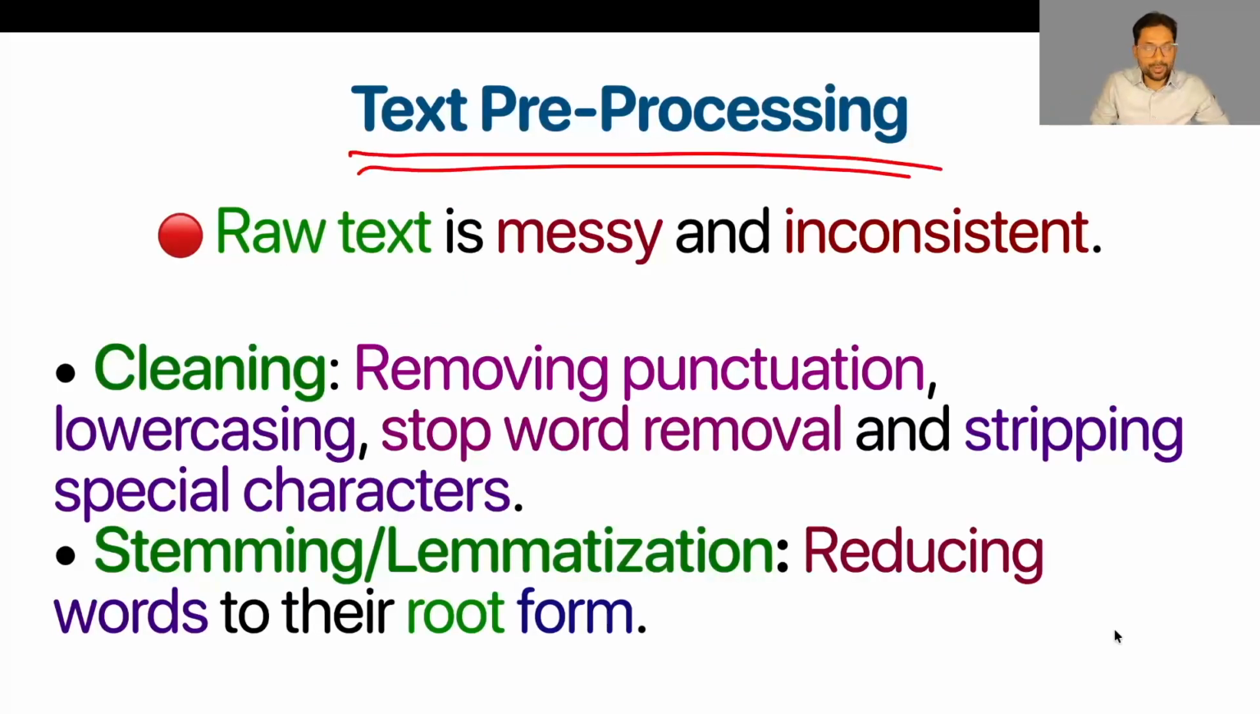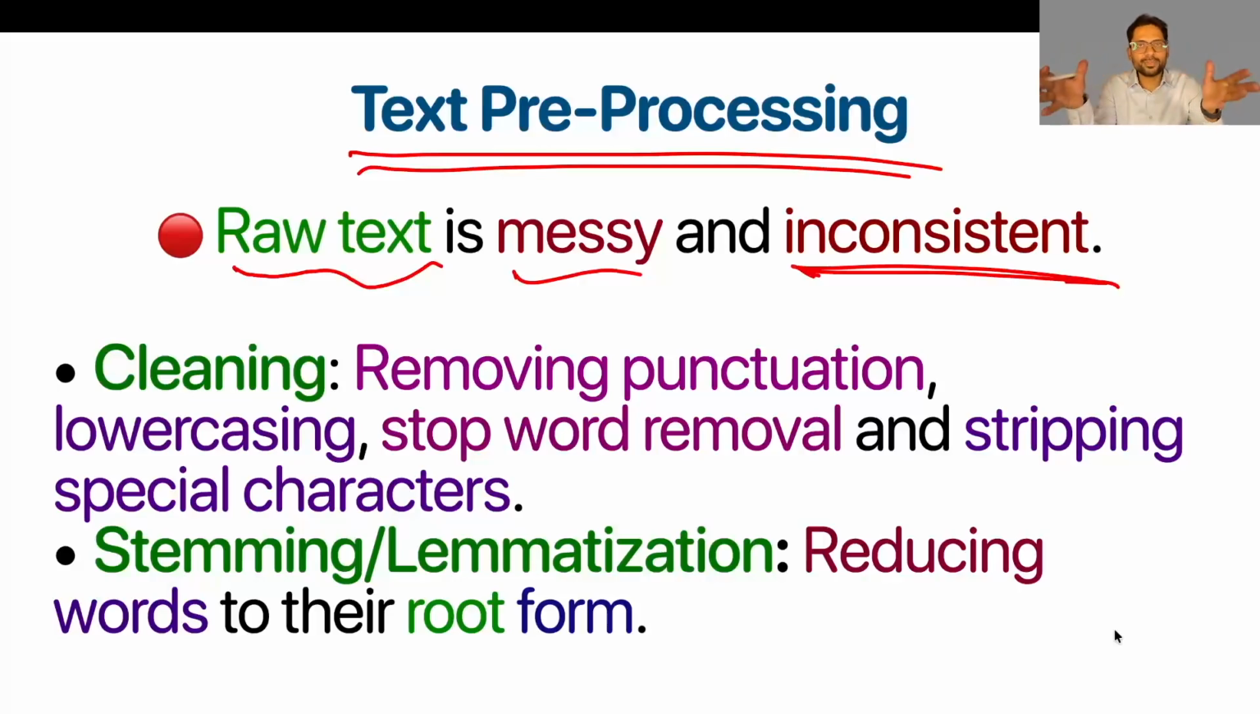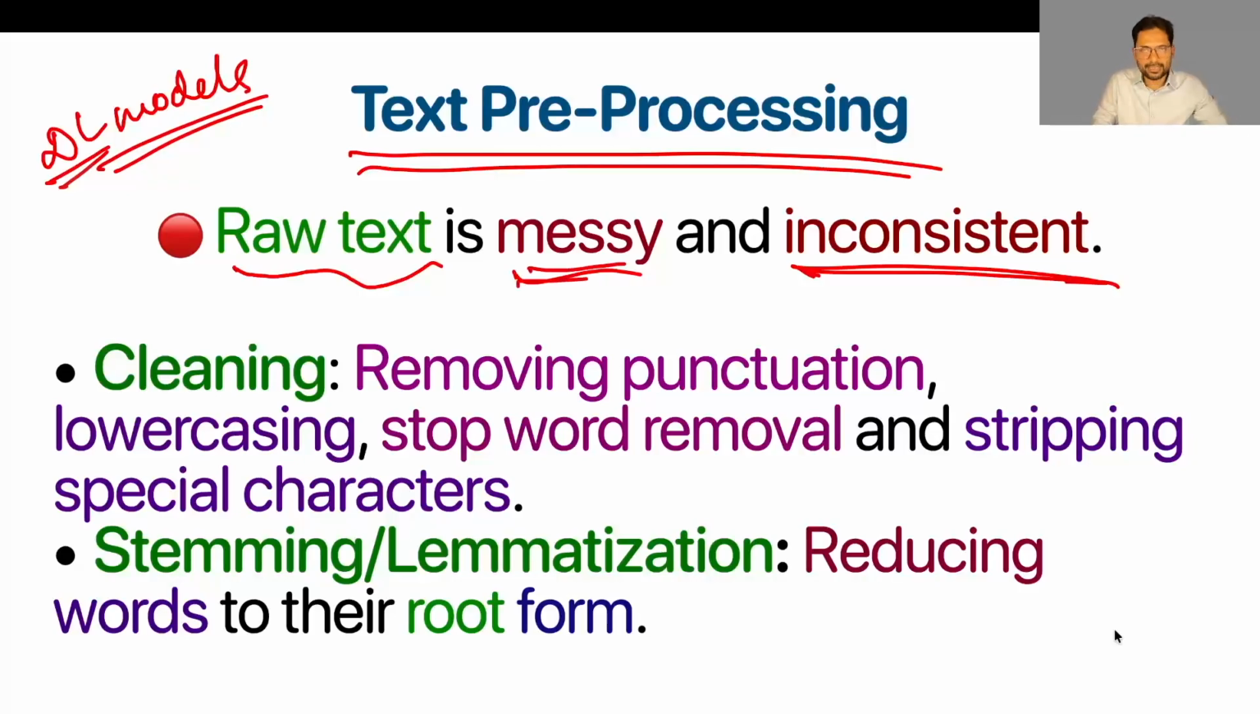So what is text pre-processing in NLP? The context is that raw text is messy and inconsistent. The raw text that we have has a lot of things that should not be there, and it is not in a proper format either. It's inconsistent, so it needs some cleaning. This is because we need to feed it to models, deep learning models, for them to learn. In the way they need it, it is messy, it has a lot of things which are not needed, and it is not in a consistent format.